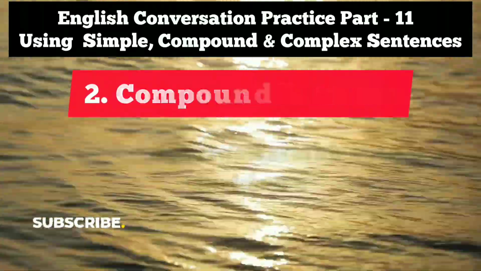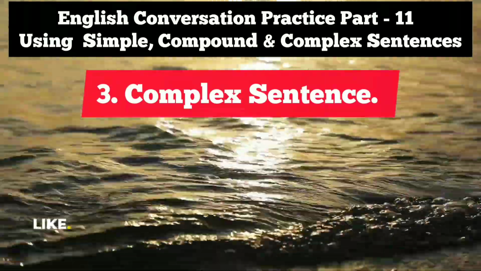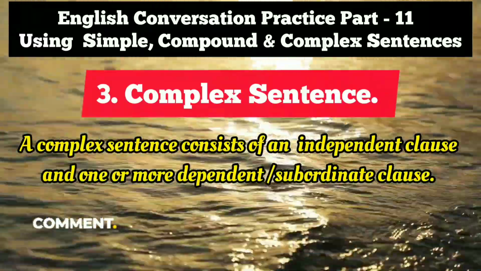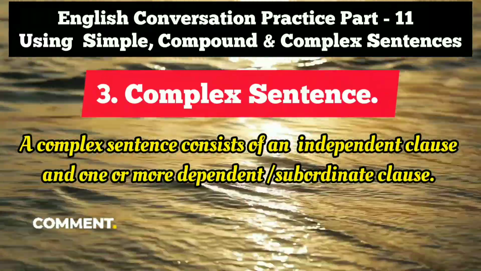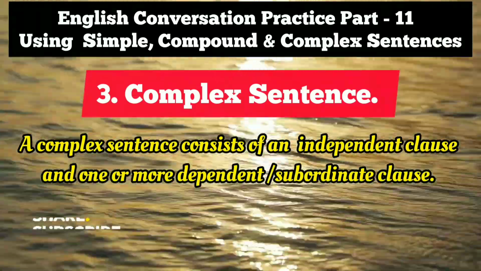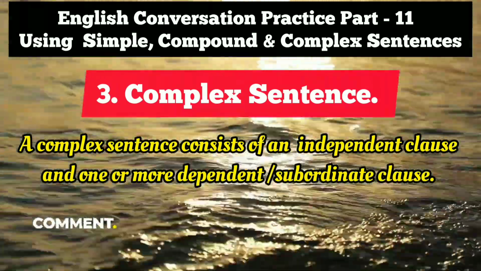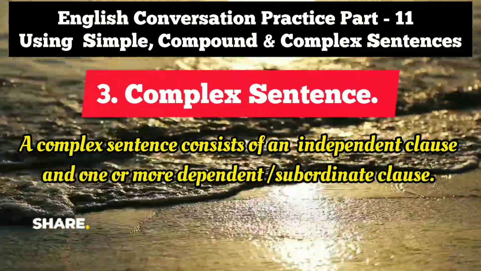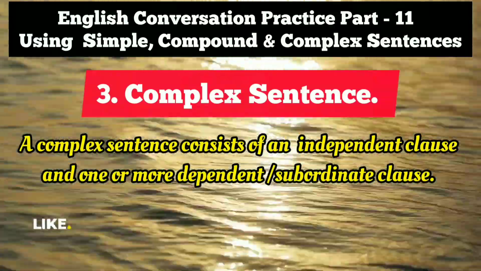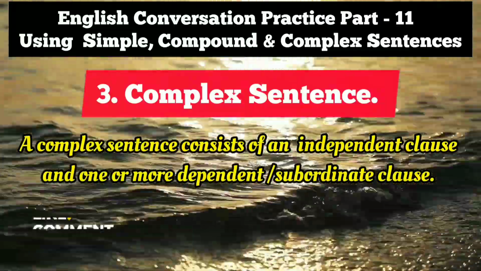Up next we are going to focus on the third category, that is complex sentences, and also we will see some important examples. So a complex sentence consists of an independent clause and one or more dependent clauses or subordinate clauses. So there is one main clause or independent clause, and we use one or more dependent or subordinate clauses and form a complex sentence. And most of the time we use subordinating conjunctions to join the main or independent clause with the dependent or subordinate clauses. So let me give you some examples, then I'm quite sure it's going to be clear.